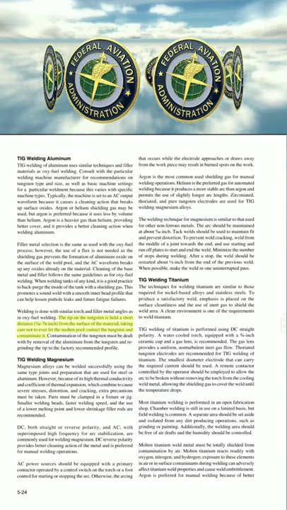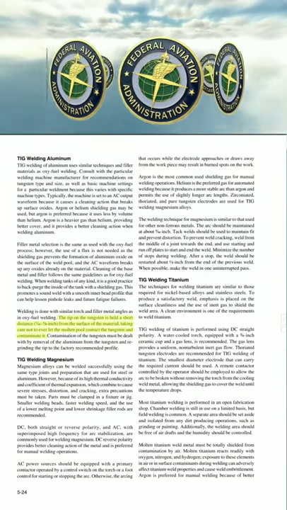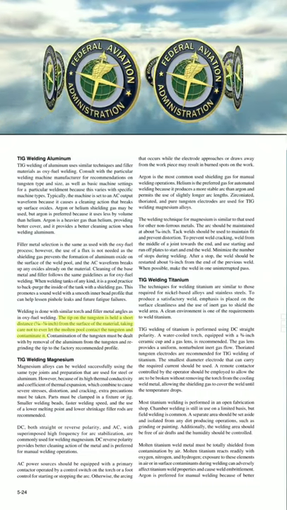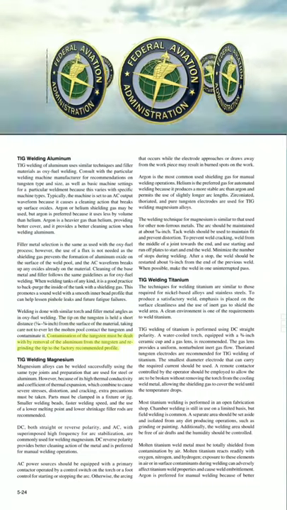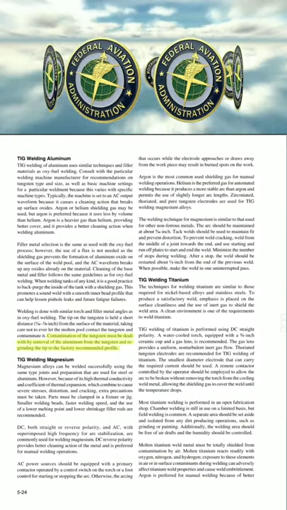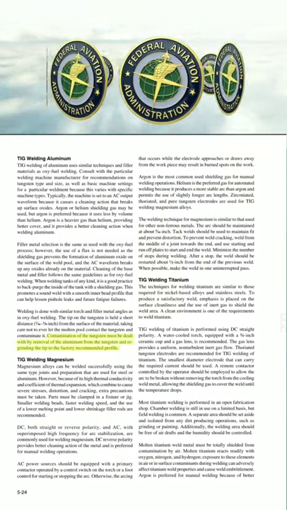The tip of the tungsten is held a short distance, 1/16-1/8 inch, from the surface of the material, taking care not to ever let the molten pool contact the tungsten and contaminate it. Contamination of the tungsten must be dealt with by removal of the aluminum from the tungsten and regrinding the tip to the factory recommended profile.